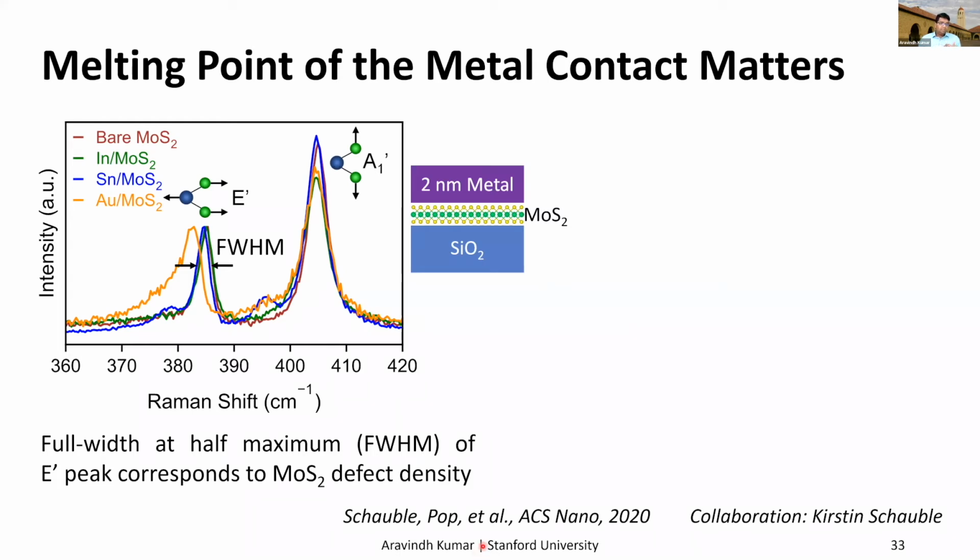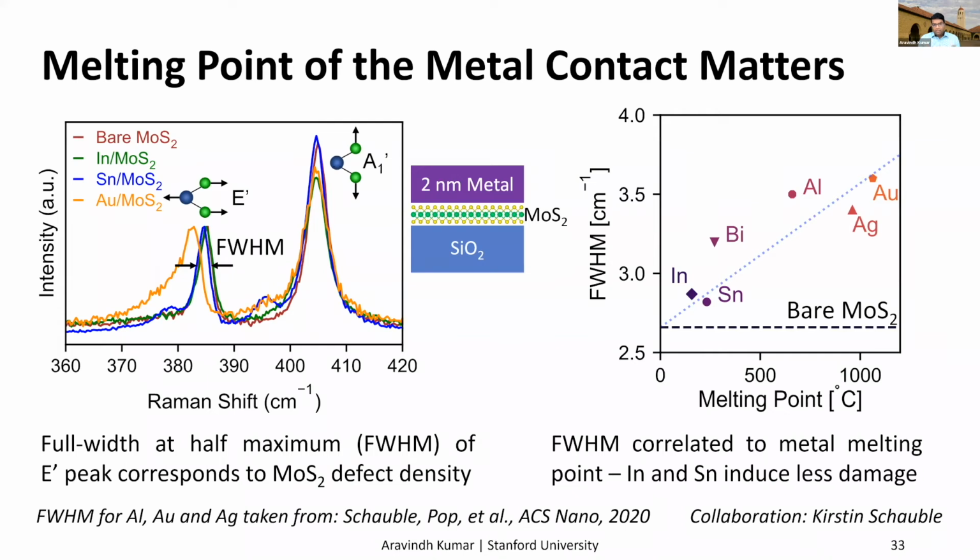And to do that, we did Raman spectroscopy using this test structure where the MoS2 is capped with 2 nanometers of the metal. The Raman spectra are shown on the left, and this peak on the left is called the E' peak. And the width of this peak correlates to the MoS2 defect density. As you can see, the indium- and tin-capped MoS2 show E' peaks which are almost unchanged when compared to the bare MoS2, whereas the gold-capped MoS2 has a much wider peak.